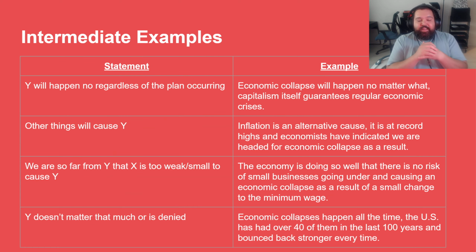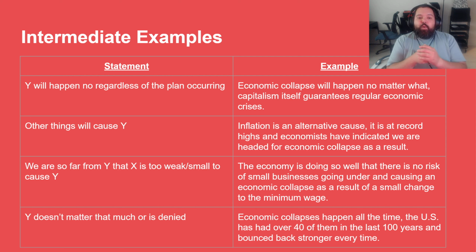Intermediate examples. Statement: Y will happen regardless of the plan occurring. Did the last one say that too? It didn't. I don't know why it says that. It should just say Y will happen regardless of the plan occurring. The example being economic collapse will happen no matter what. Capitalism itself guarantees regular economic crisis. That is our inevitability claim. Other things will cause Y. Inflation is an alternative cause. It is at record highs, and economists have indicated we are headed for economic collapse as a result. That is our alternative causes.